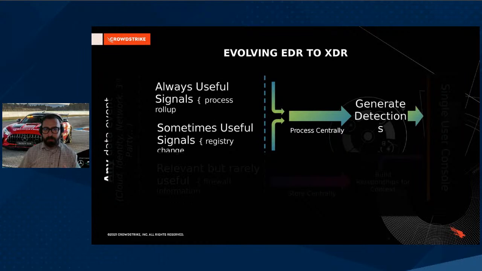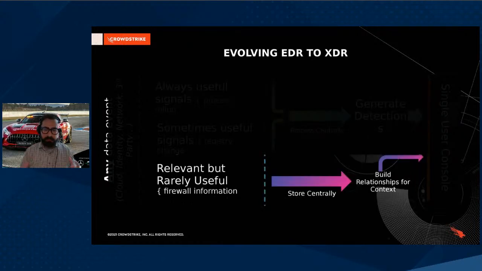Next, again, we have those always useful signals, sometimes useful signals, but it's not just process roll-up information and registry changes anymore. It's identity information, such as users logging into identity sources, be it Active Directory physically, or maybe even a cloud identity service. And then we have this new option, relevant but rarely useful. Now, hold on for a second. You're probably thinking, what are you talking about? We also understand that in our organizations, we have huge amounts of data that we're collecting or creating, but it's not always useful to us.